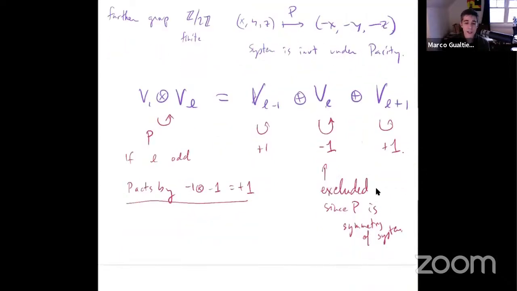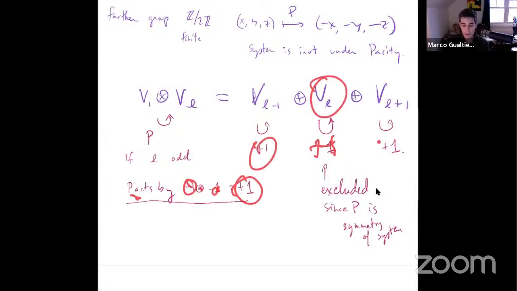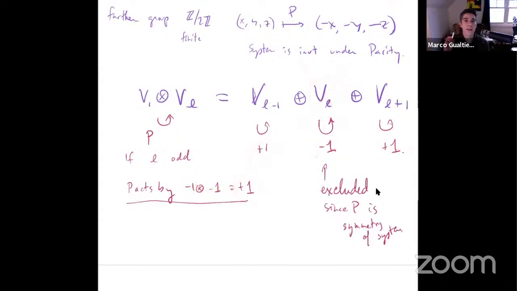On the other hand, let's do the analysis in the other case. If L is even, the opposite is true. P will act by -1 tensor +1, which will be -1. This one will be +1, these will be -1, and the same one will be excluded. So the same argument holds. So if L is even, the same summand is excluded. Okay, this is the kind of group theoretic explanation for the selection rule.